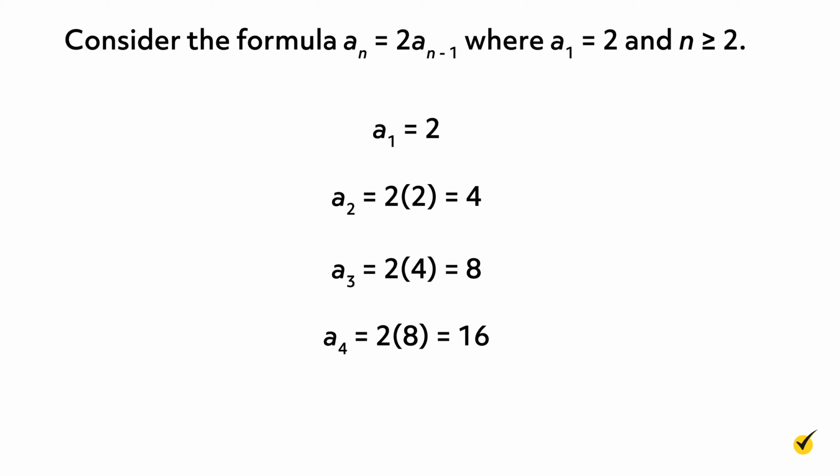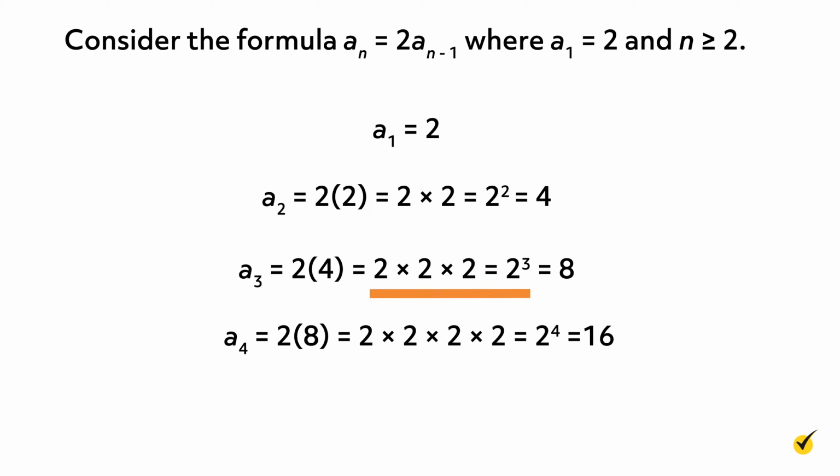Another way of looking at this, though, is that a sub 3 is equal to 2 times 2 times 2, or 2 cubed. And a sub 4 is equal to 2 times 2 times 2 times 2, which is equal to 2 to the 4th. Because each term is twice the previous one, the nth term should be equal to 2 to the n. To add the finishing touch to this explicit formula, we need to define which values of n it works for. We know that the first term in the sequence is a sub 1 equals 2, and because 2 to the 1 equals 2, n equals 1 is valid as the first value of n. Therefore, we say that a sub n equals 2 to the n for n is greater than or equal to 1.